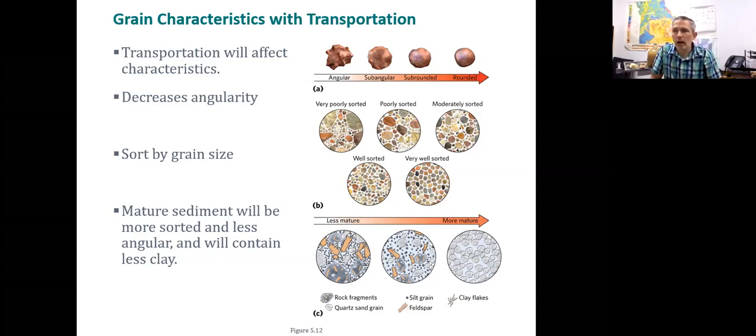And so the longer that sediment has been moved down, the more it's going to wash away any of this clay. And so if we have a mature sediment, it's going to contain very well-rounded materials, very uniformly sized materials.